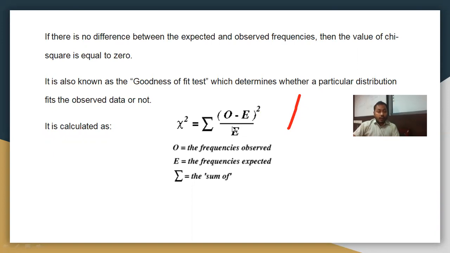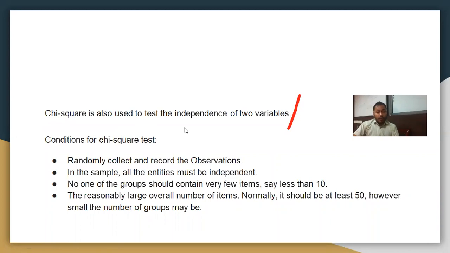Okay, O minus E whole square divided by E, and you make a sum of it for the number of observations. So this is the chi-square value. So this value will determine the goodness of fit, right? That's why this chi-square test is also known as goodness of fit test. As I already mentioned, this is used to test the independence of two variables.